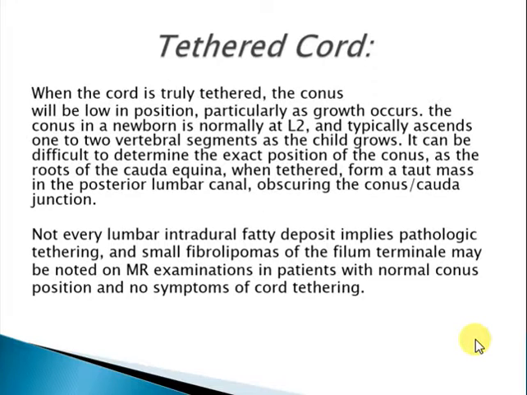It can be difficult to determine the exact position of the conus if the roots of the cauda equina that are tethered form a taut mass. They are clumped together like a mass. This will make the determination of the location of the conus very difficult.